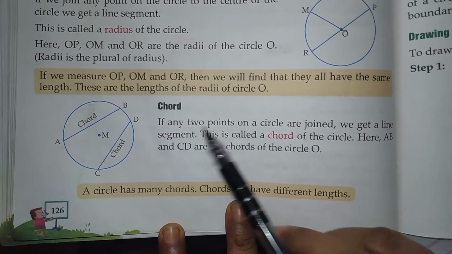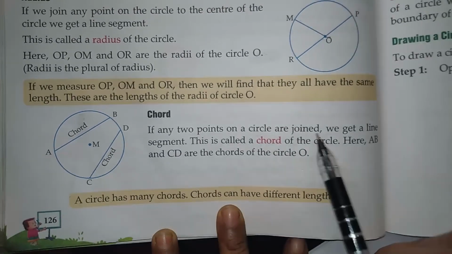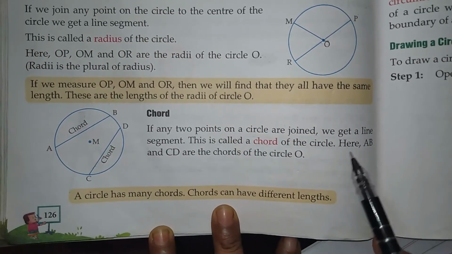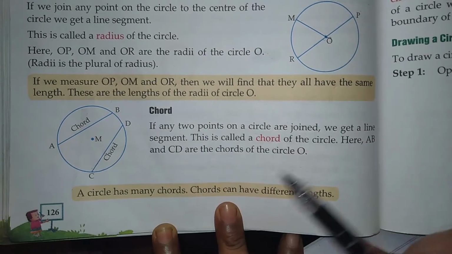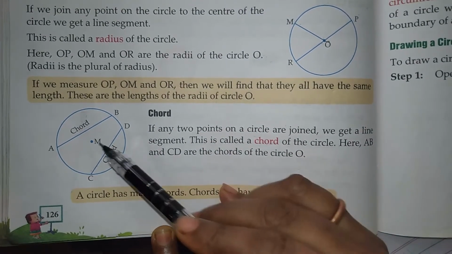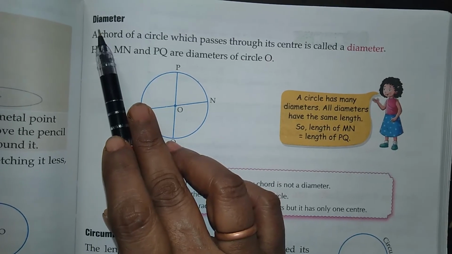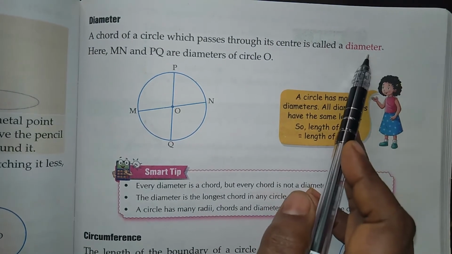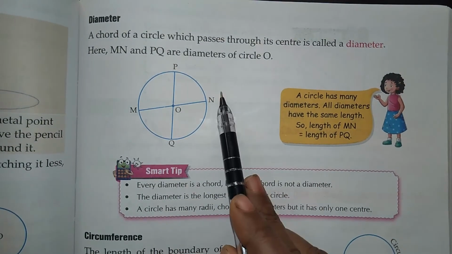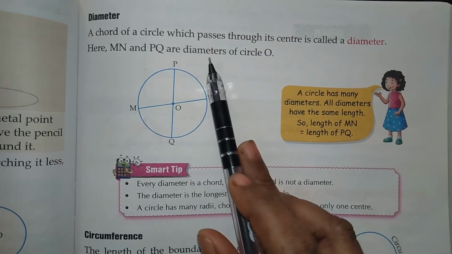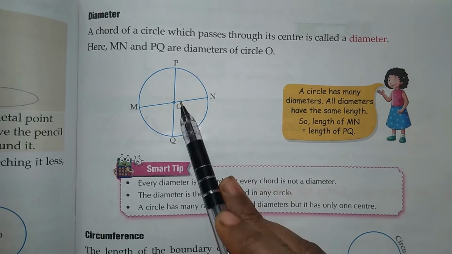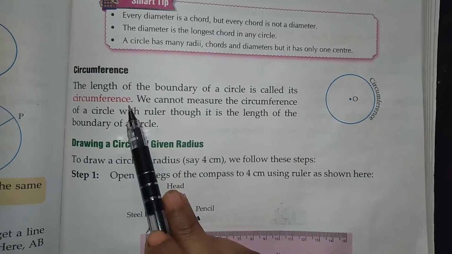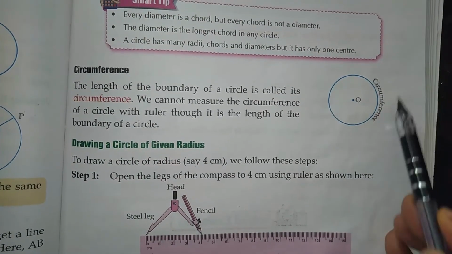Next, chord. If any 2 points on a circle are joined, we get a line segment. This is called a chord of the circle. Here, AB and CD are the chords of the circle O. Diameter. A chord of a circle which passes through its center is called a diameter. Here, MN and PQ, R are diameters of circle O. Circumference. The length of the boundary of a circle is called its circumference. Means outside of the circle.